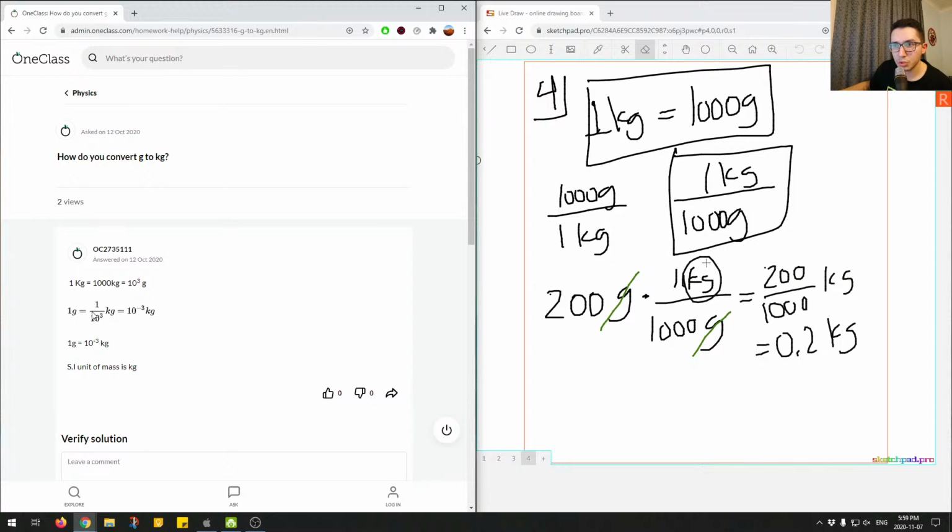1 gram, so they're doing it in both directions. 1 gram is 1 over 10 to the 3. So you can see that if you divide both sides by 1,000, you'll end up with just this on the bottom. And then 1 over 10 to the 3 is just 10 to the negative 3. So that's just another way to write this. And then the last thing to note is this is in SI units. And this is kind of how you do the conversion.